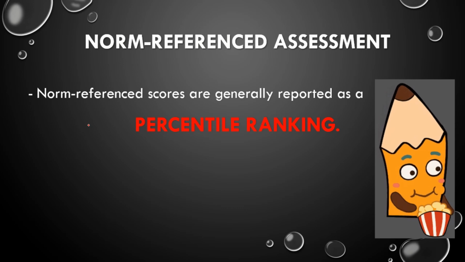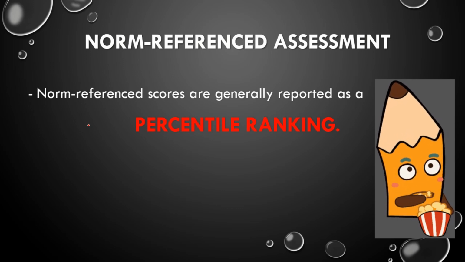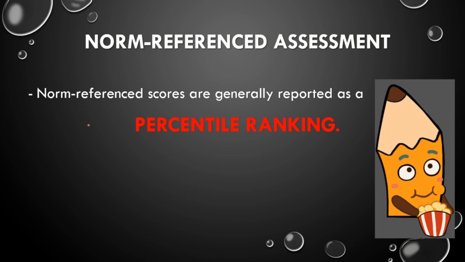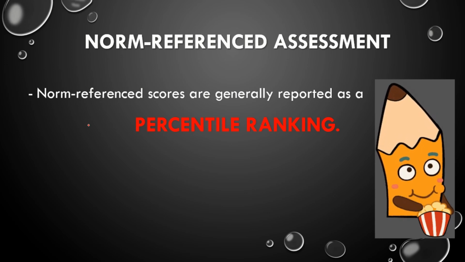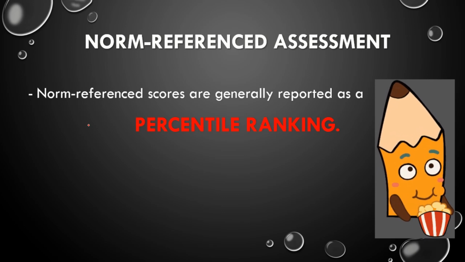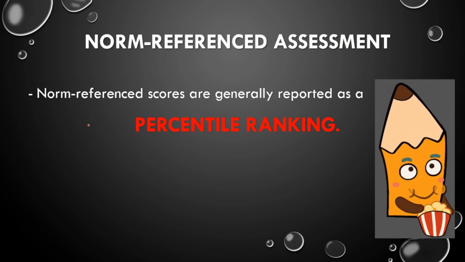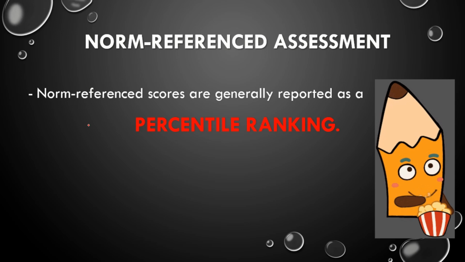So the meaning of a norm reference score is derived from a comparison of students' scores against other students' scores, while the meaning of the criterion reference score is derived from comparing students' scores with an established criterion of success. So the norm reference score will not tell you whether a student met, succeeded, or fell short of the standard of proficiency. It is the criterion reference score that will tell you whether or not a student met the established standard of success or proficiency.